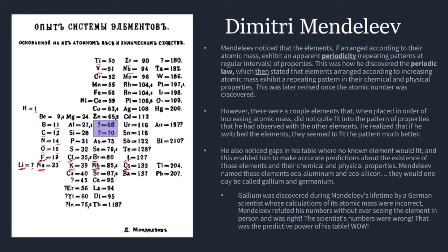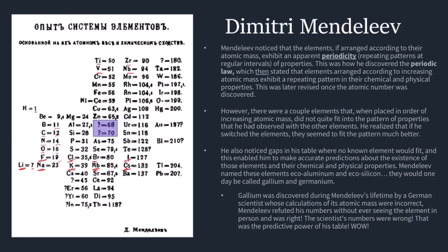What he did notice, though, was there were a couple of elements that when he placed them in order of increasing atomic mass, they didn't quite fit into that pattern of properties that he had observed with the other elements. But he did realize that if he switched their places, they actually fit into that pattern of repeating chemical and physical properties much better than just using their atomic mass.